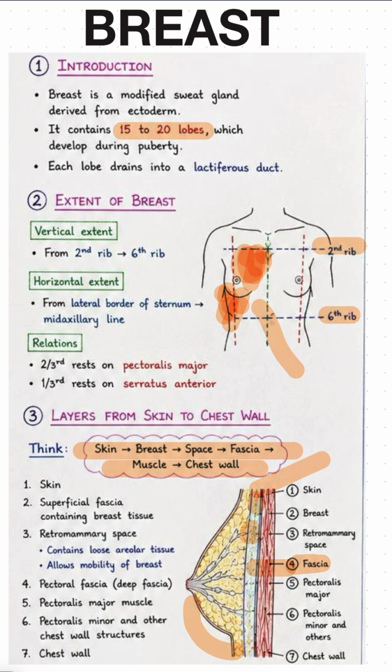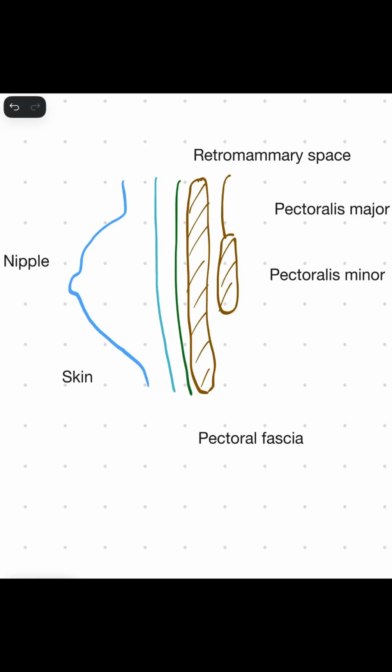Next, beneath that, we have pectoralis major and pectoralis minor muscles, and beneath them is the chest wall. See, this outer part is skin, here it is the nipple, and this green part is the pectoral fascia. This space we call the retromammary space. This is basically free space, and it contains loose areolar tissue. So this helps in mobility of the breast. And next, there are two muscles here, pectoralis major and pectoralis minor, and here we get the chest wall.